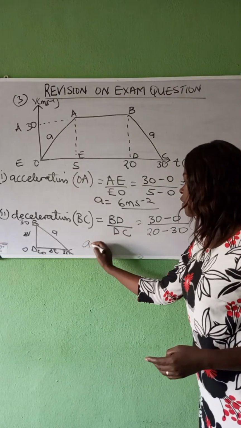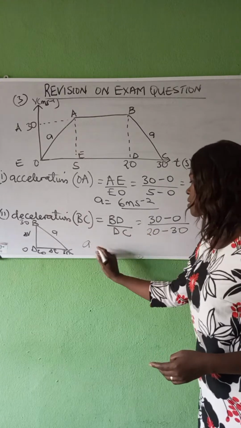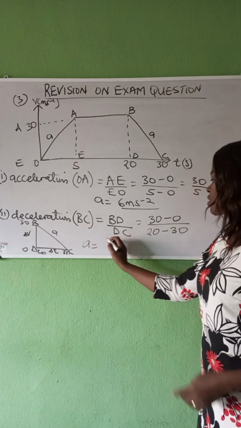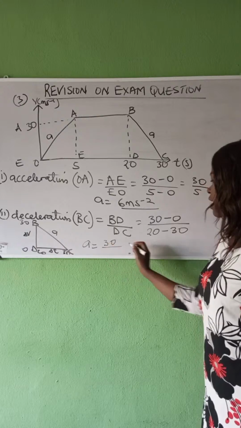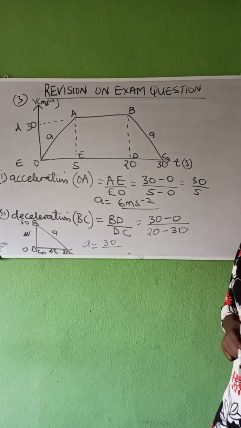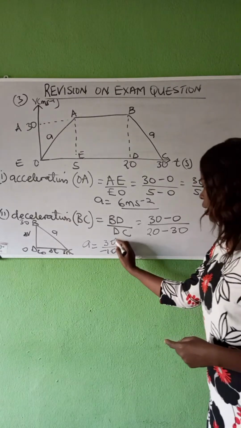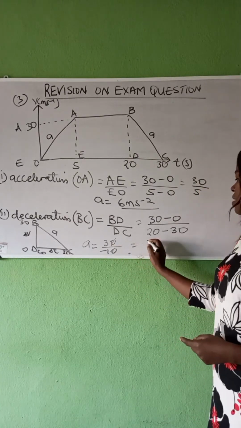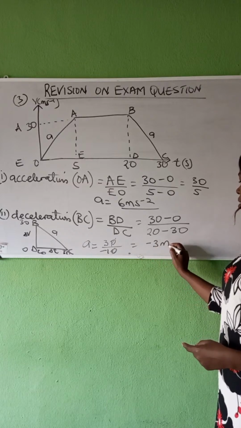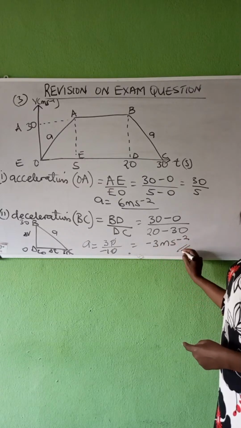Now deceleration, A is equal to 30 minus 0, which is 30, divided by 20 minus 30, which is minus 10. Is that okay? We're going to cancel the 0. So my deceleration becomes minus 3 meters per second square.